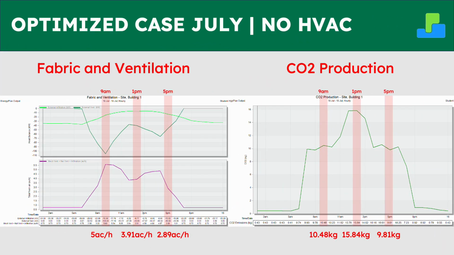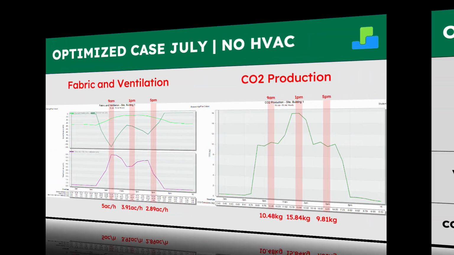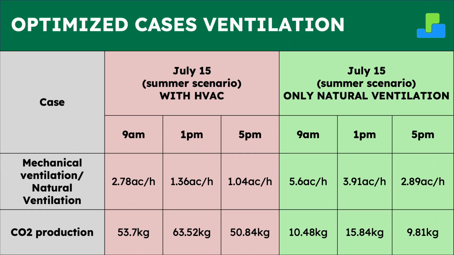A natural ventilation simulation was run for July 15 in order to assess the possibility of natural ventilation while switching off the HVAC system. The July 15 ventilation results show that the mechanical ventilation provides lower air changes per hour and higher CO2 concentrations, whereas the natural ventilation simulation increased the air changes per hour by 50 to 65%, which falls within the acceptable range, and reduced the CO2 production by 76 to 81%.